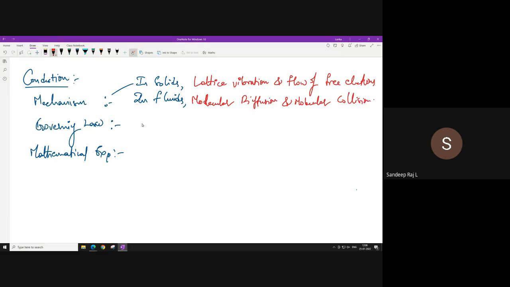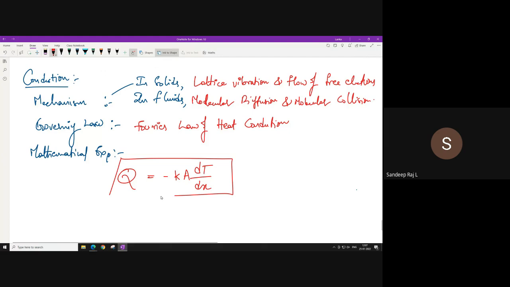And the governing law is Fourier's law of conduction, or heat conduction, also you can say. The mathematical expression for heat transfer by conduction is Q equal to minus K A dT by dx. This formula we have seen. How we got this, we have seen in the previous class itself.